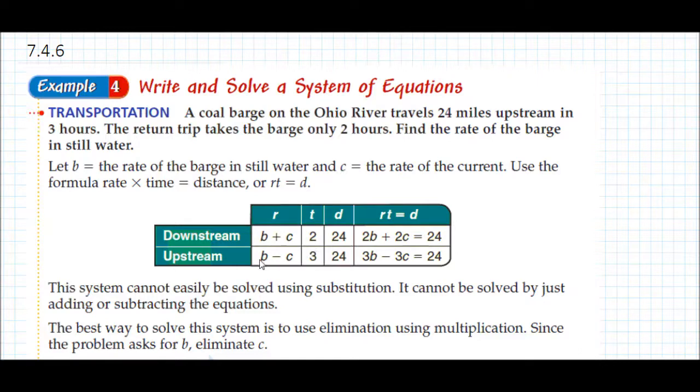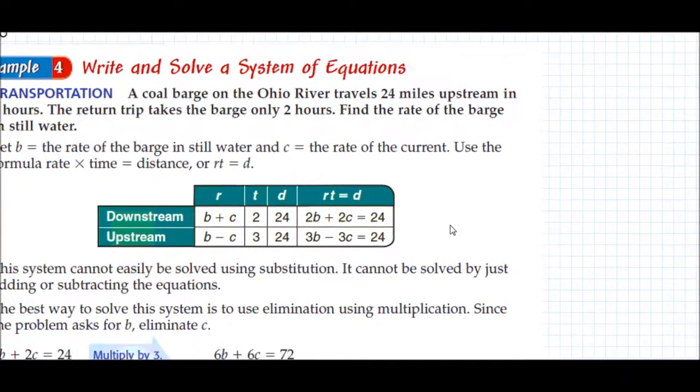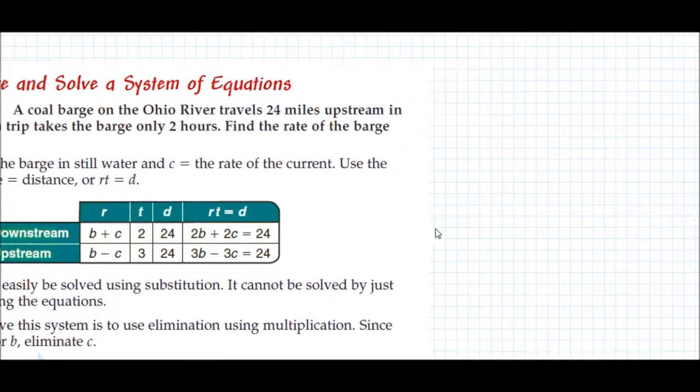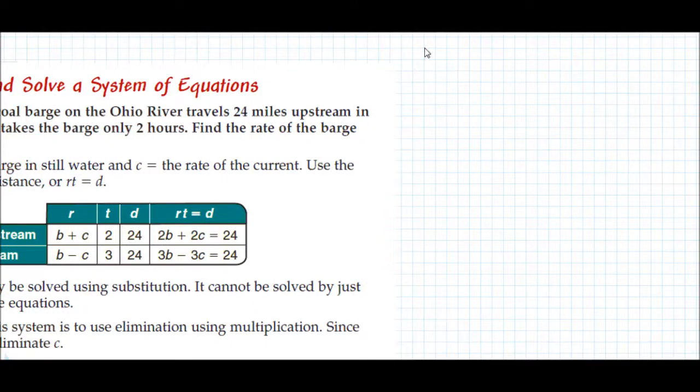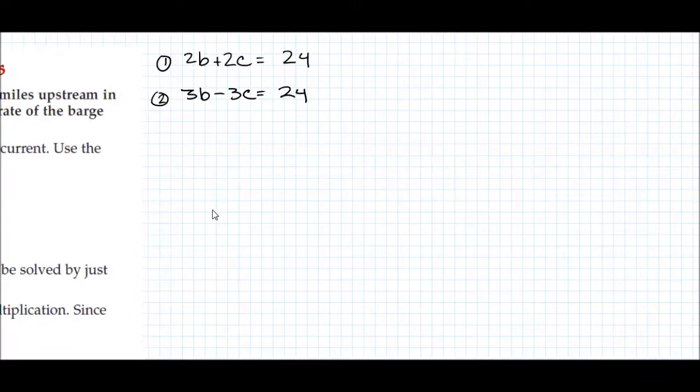Alright, going upstream, it's his rate minus the current, so B minus C takes 3 hours. The distance is the same, 24, so we're going to get 3B minus 3C. Alright, so the system can't just be easily solved right now. We have two equations. Equation number 1 is when it's going downstream, it's 2B plus 2C equals 24. The second equation is when it's going upstream, 3B minus 3C equals 24. Okay, there's not an easy way to solve or to simplify.